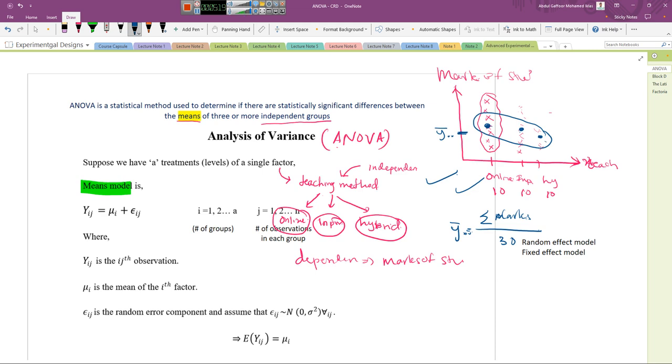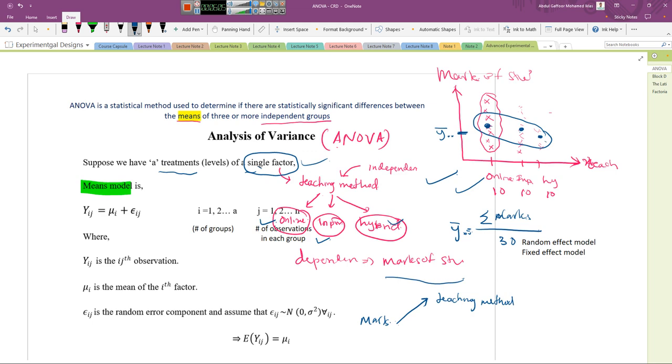Now let's say we have a treatments, the treatments or levels, right? Online is a treatment, in person is a treatment, and hybrid is a treatment. But a single factor means the marks of the students depend on the teaching method. Let's assume only the teaching method influences the marks of the students. So this is a single factor. Now if we have more than one factor, that will be multiple factors. Our dependent variable is marks of students, and these marks depend on, let's say, only the teaching method.